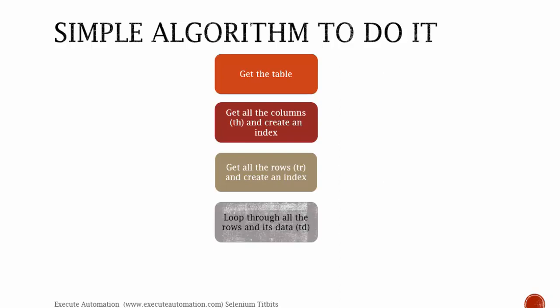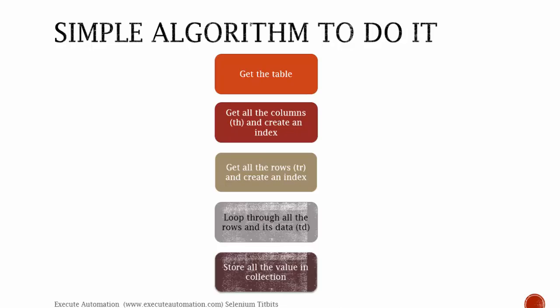And then loop through all the rows, which is nothing but the tr, and their data, which is nothing but the td. So you will get all the data of that particular row, and then store all the values into the collection that you are creating, which is nothing but the custom collection. I hope this is a very simple algorithm and you can understand it. If not, let's get deeper by flipping into Visual Studio and see how things work.